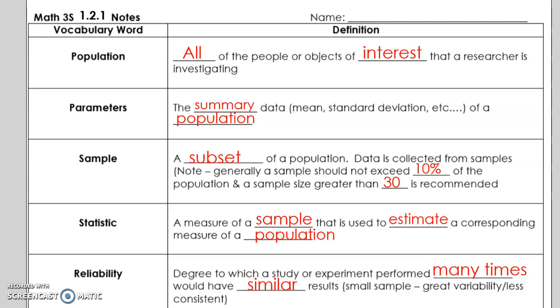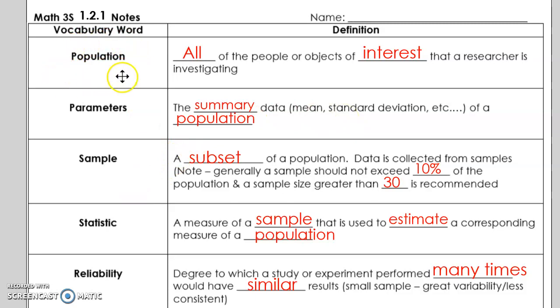So I do want to point out a few things. Population is all of the people or subjects of interest that the researcher is investigating. Now, with the population, when I want to do some sort of mathematical computation, we call it a parameter. So the summary data of a population. Sometimes that calculation might be calculating the mean, the standard deviation, and so forth.